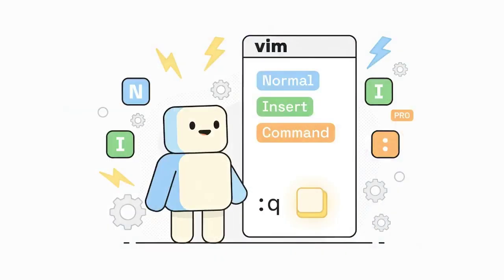Next is Vim, a powerful modal editor trusted by system administrators and developers worldwide. Vim operates in distinct modes: normal mode for navigation and commands, insert mode for typing text, and command mode for advanced operations like saving and quitting. Vim is famously exited by typing a colon, the letter Q, and pressing enter.